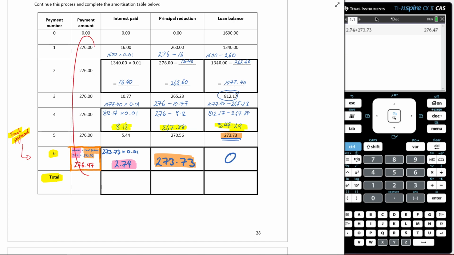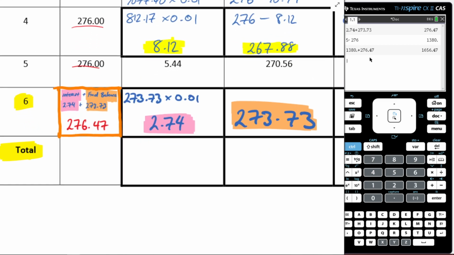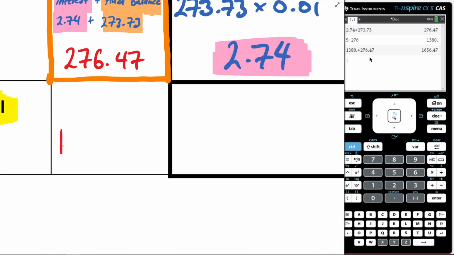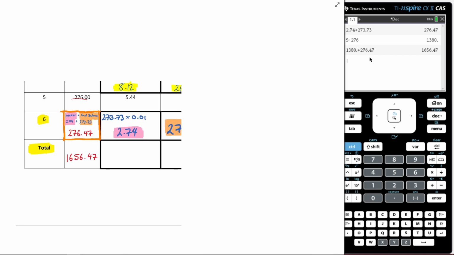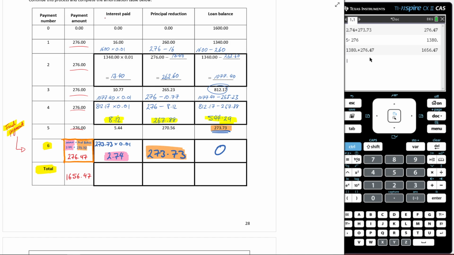And to do that, you just have to add up all of these numbers here. What I would do is go 1, 2, 3, 4, 5. So I'm going to go 5 times 276. And then I'll add on my final payment, which is a bit different, 276.47. And that means overall, the amount of money that I have paid to pay off this loan is $1,656.47.